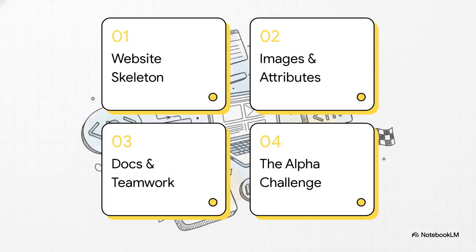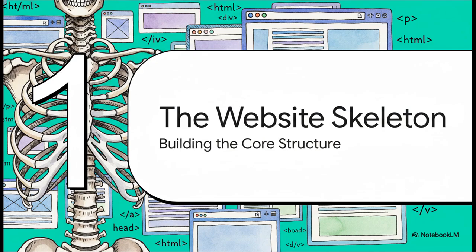All right, so here's our game plan for today. We've got 4 big sessions to get through. First, we're tackling the website skeleton. Then, we'll get into images and attributes. After that, it's all about documentation and teamwork. And to finish it off, we've got the Alpha Challenge. Let's get started. Okay, session 1, the website skeleton.